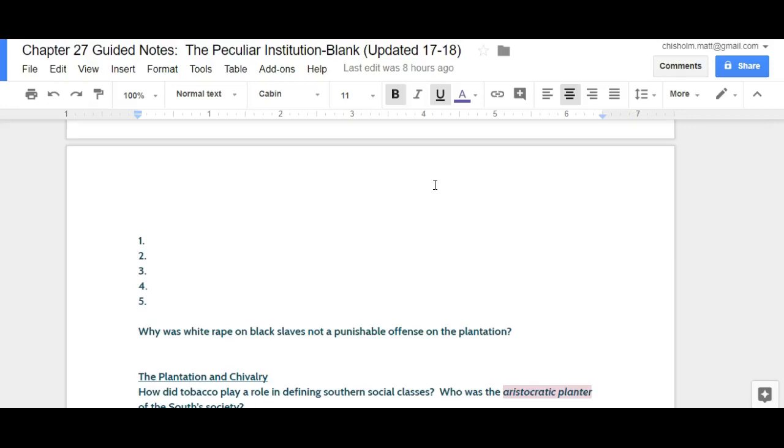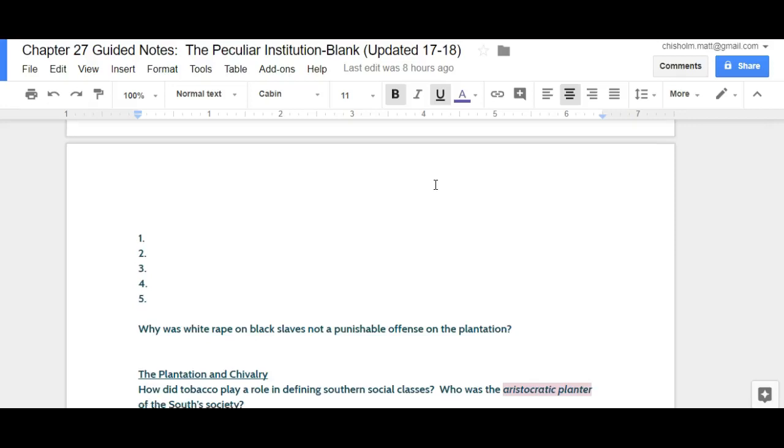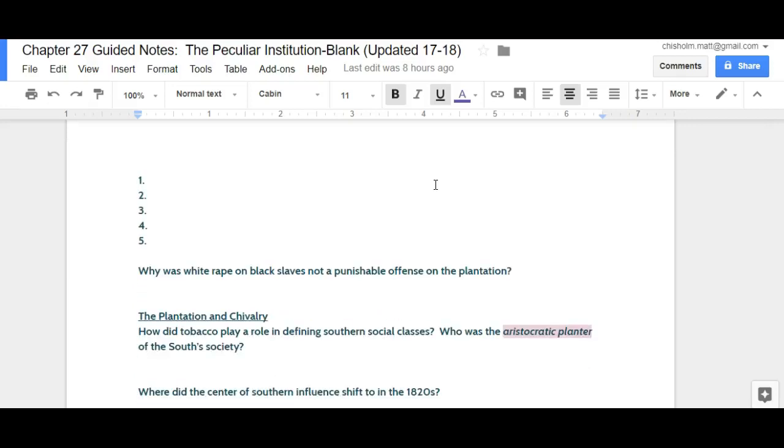Rape, of course, was a common occurrence on plantations, but it wasn't a punishable offense. All right, slaves are considered property, right? And if another white person raped another slave, it would just be considered kind of like a trespass on property instead of an actual crime, a major crime that we would consider today.